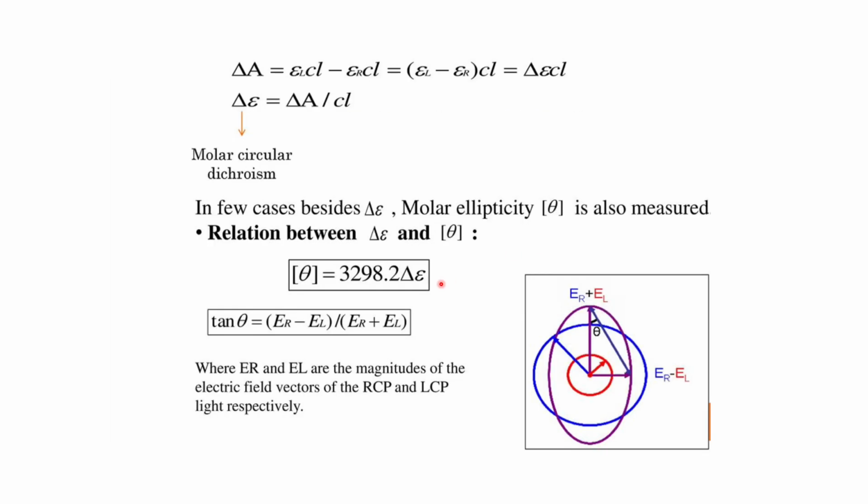In some cases, apart from delta epsilon, which is the change in absorption between the RCP and LCP, molecular ellipticity theta is also measured. The relationship between delta epsilon and theta is given by this equation, where ER and EL are the magnitudes of the electric field vectors of the RCP and LCP respectively.